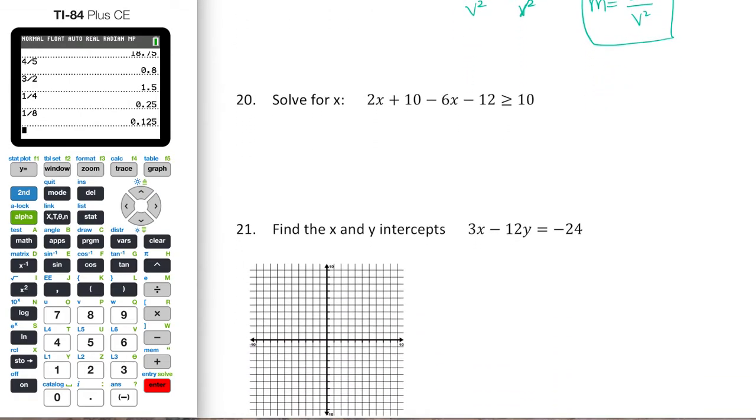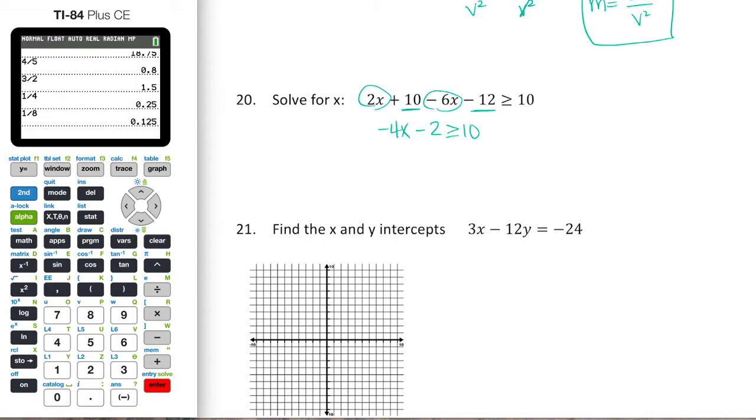All right, number 20, solve for x. So before we do anything, we're going to have to combine our like terms. So we're going to have 2x and negative 6x, 10 and negative 12. So 2 minus 6 is going to give us a negative 4x. 10 plus 12, or plus negative 12, sorry, is negative 2, and that is greater than or equal to 10.